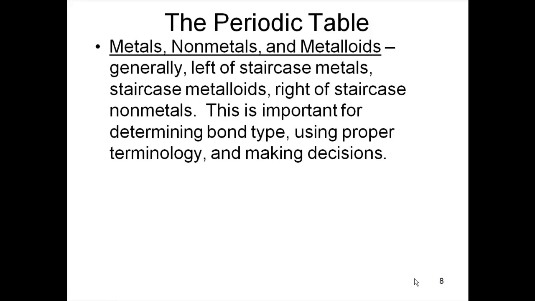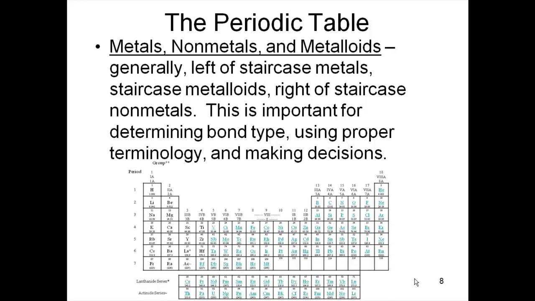Another important topic that we'd like to cover is naming of compounds. You need to know how to go from the name of a compound to the formula to be able to work problems in Gen Chem 2. So an important concept that we covered back in Gen Chem 1 was metals, nonmetals, and metalloids. Generally on the periodic table, there is a staircase that starts between boron and aluminum and goes all the way down the periodic table.